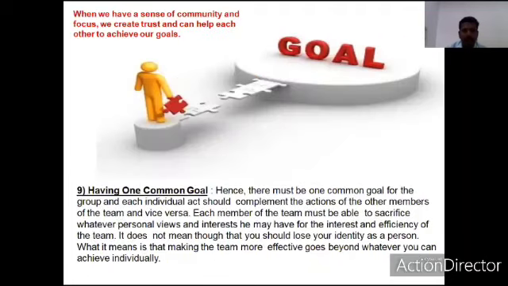And the next one is having one common goal. Being in a group, they should not have multiple goals. The goal should be one, known to every member, and everybody needs to be directed only towards the achievement of that common goal. That means one group, one goal. Then only can they work to the fullest extent for that particular goal.